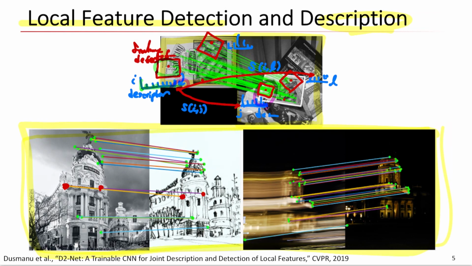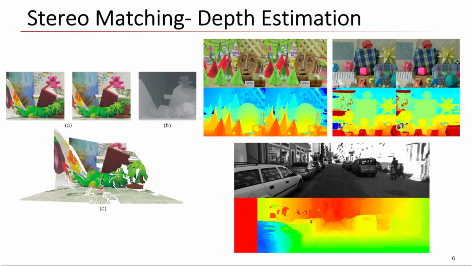Even though there is some distortion under illumination variation, or some blur here, by using the deep learning based method, we can estimate the reliable correspondence field, something like this, right? So this is a very popular field in computer vision applications. Another application is stereo matching.